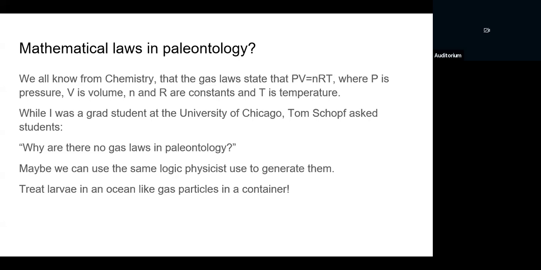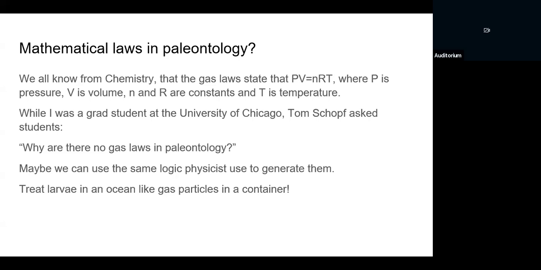I remember when I was at the University of Chicago, Tom Schopf, one of my evaluators, came into the lunchroom and turned to the students and yelled, "How come there's no gas laws in paleontology?" Okay, it was a comment that stuck in my mind. By the way, Tom passed away, unfortunately, but his comments stayed with me as I was doing this research. And I said, there should be. It's just a matter of looking for them.